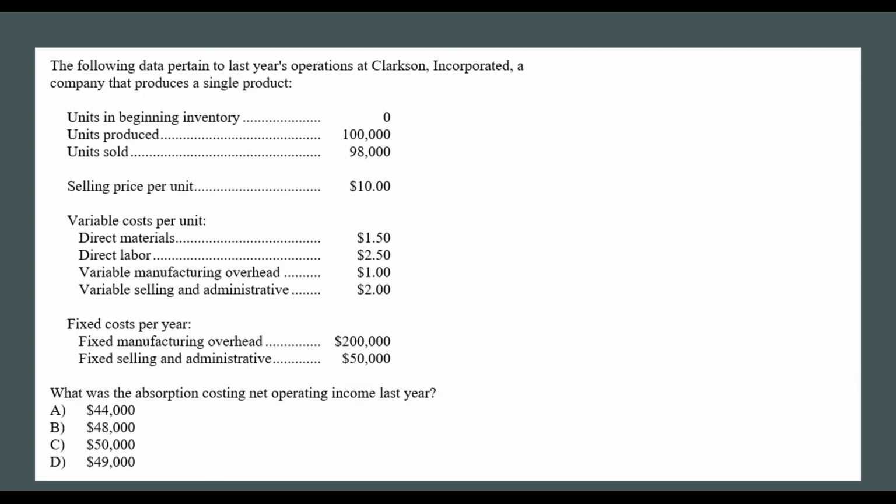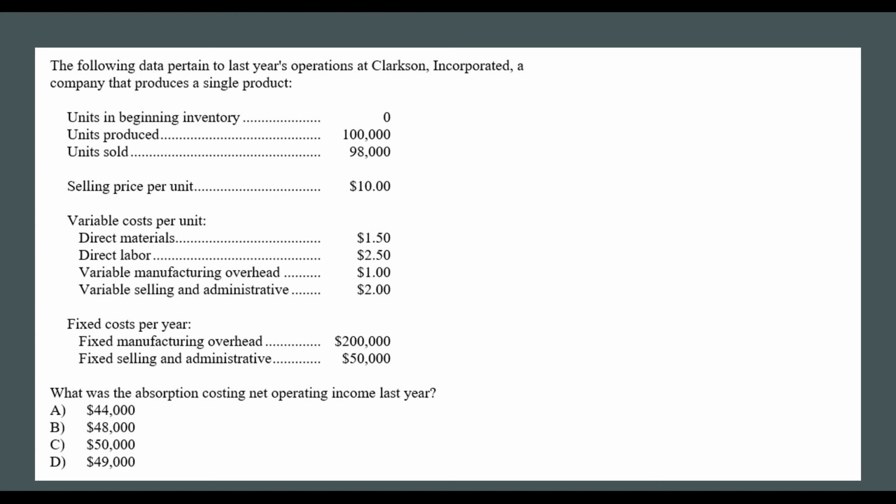Okay, next problem. The following data pertain to last year's operation at Clarkson Incorporated, a company that produces a single product. So we have here your units in beginning inventory of 0, your units produced of 100,000, your units sold of 98,000. So the remaining inventory here is 2,000. Your selling price per unit is $10. Your variable cost per unit relating to the direct material is $1.50, and then your direct labor amounting to $2.50.